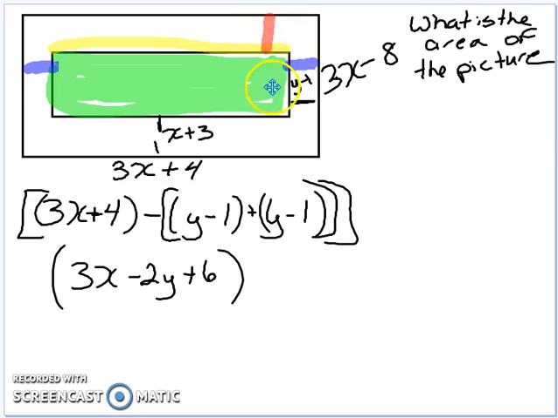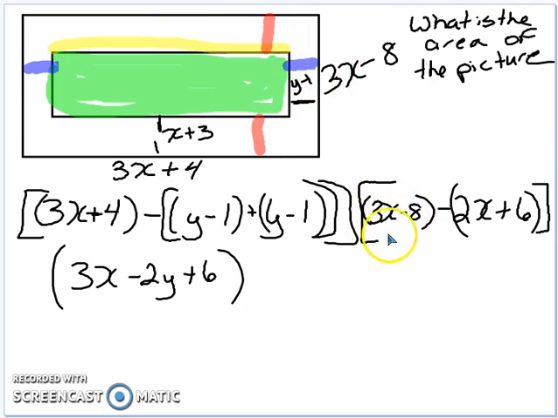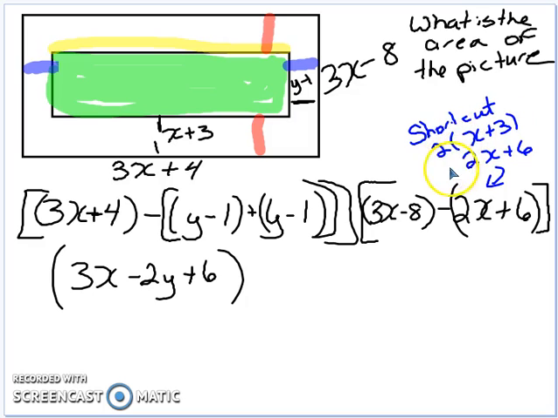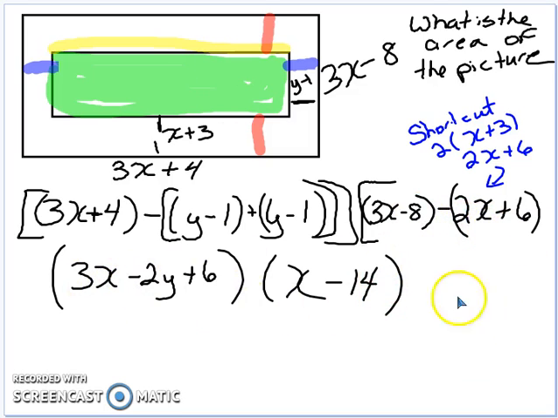I'm then going to do the other side, so I'm going to take these two pieces away, and here I end up with 3x minus 8, subtract, doubling it, 2x plus 6. So if you're wondering where that shortcut came from, it's just 2 times the x plus 3, 2x plus 6, so that's what I'm actually taking away. When I do the arithmetic, 3x minus 2x is x, and negative 8 minus 6 is negative 14. So I've got this trinomial and a binomial. I multiply them together, and that's going to give me my area.